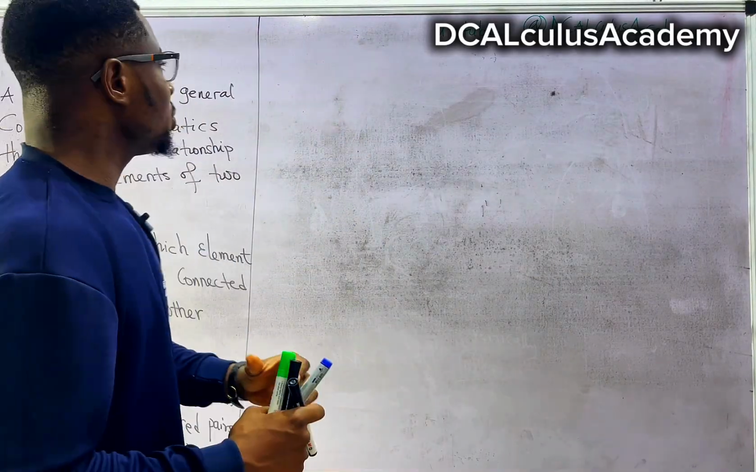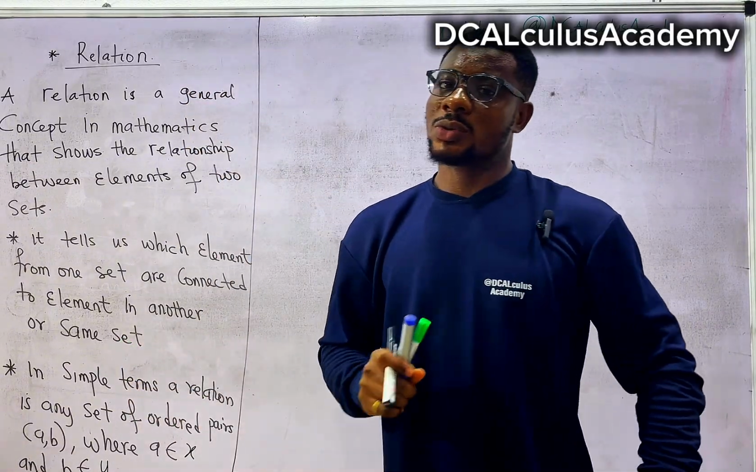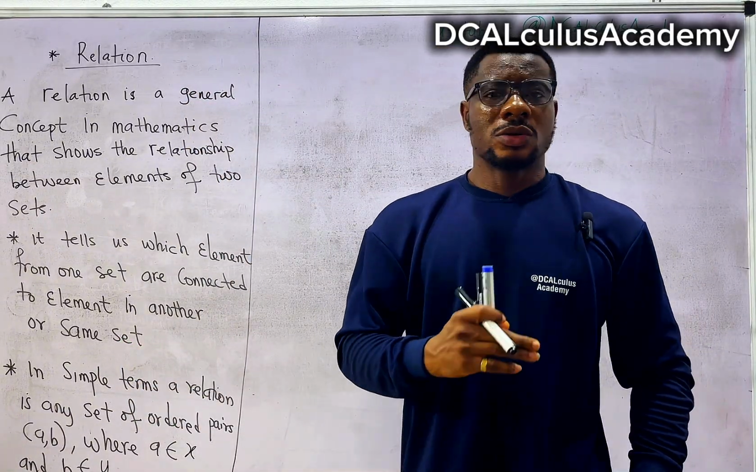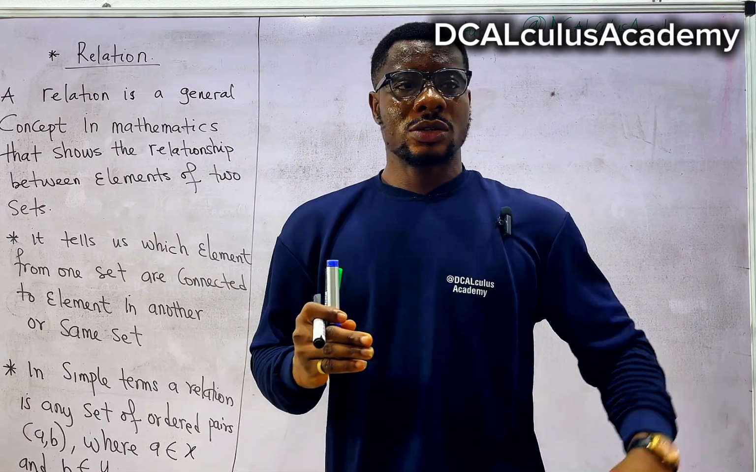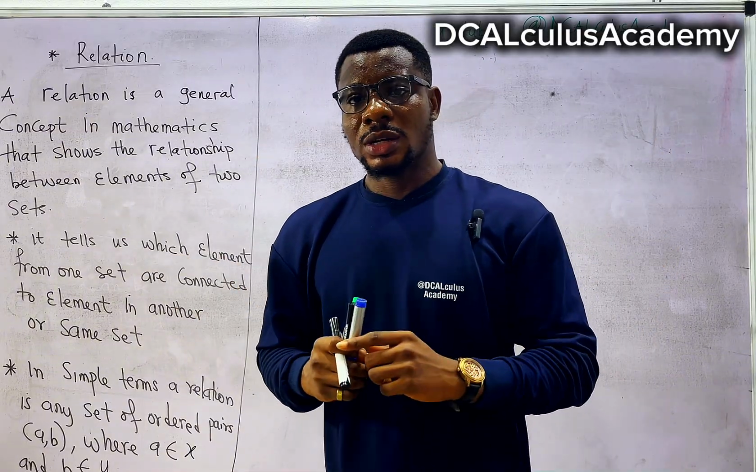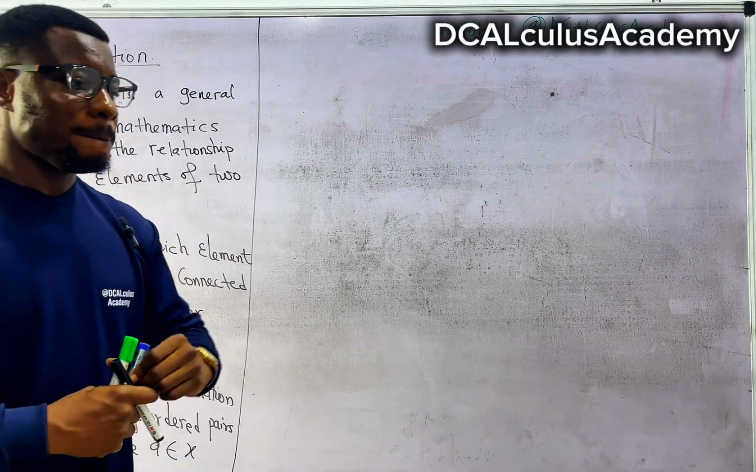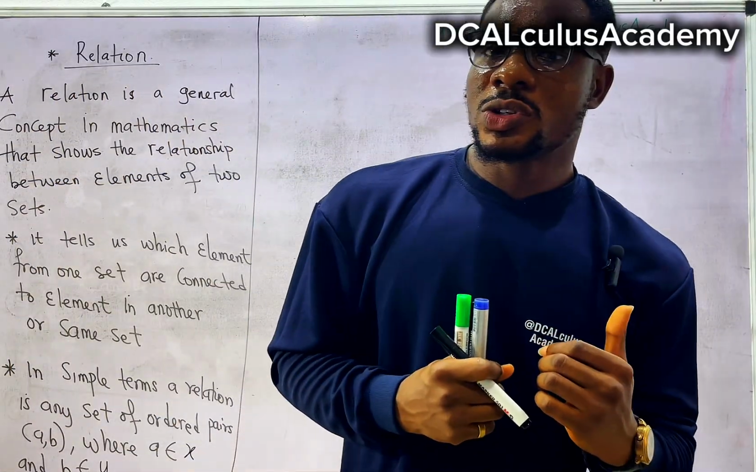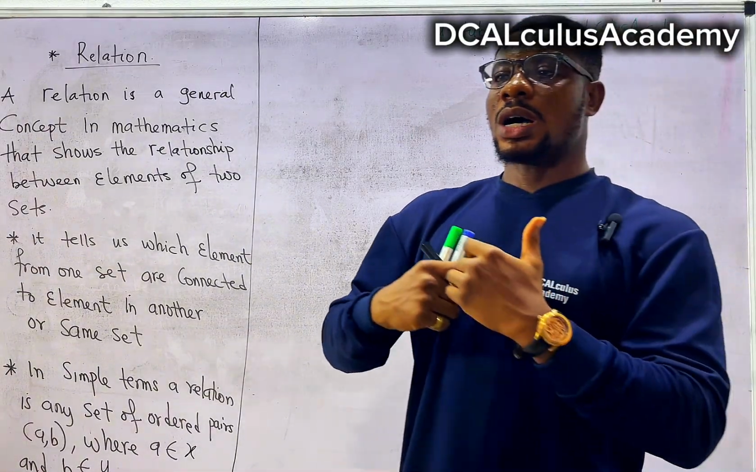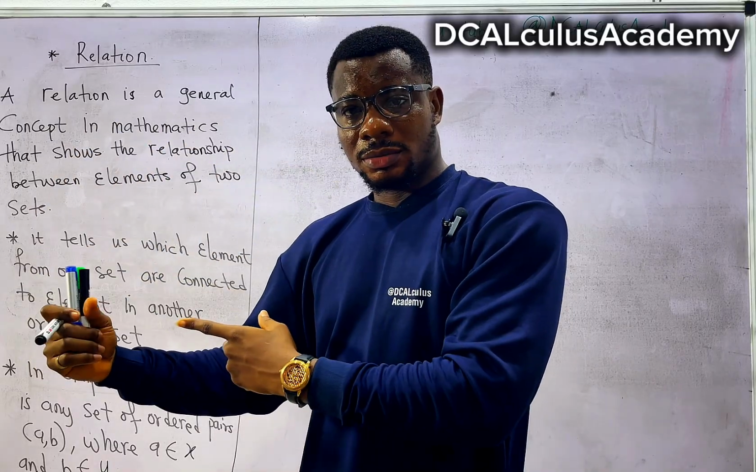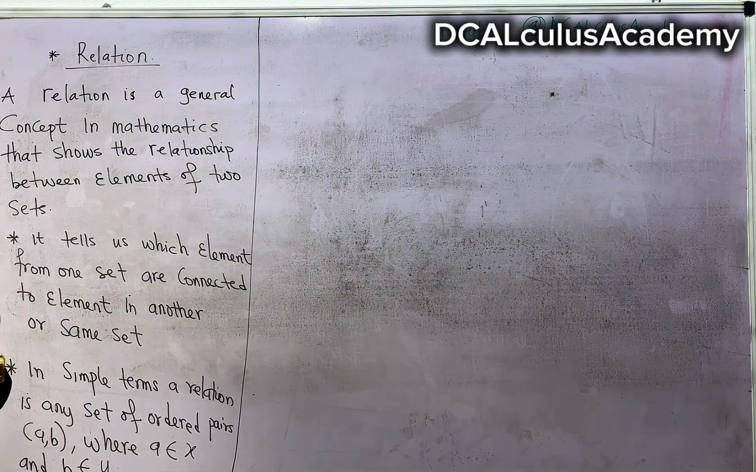Now, in today's class, I'll be talking on relation. What is relation? That's the first thing we have to do, understand what relation is. Relation shows the relationship between two sets. That is, it shows the relationship between the elements of two sets. It tells us which element in a set relates to another element of another set. In simple terms, you could say that relation is a set of ordered pairs.